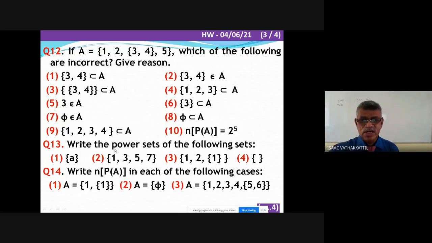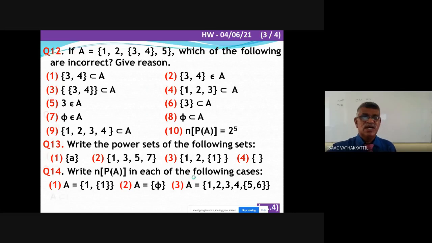And question 13 is, write the power set of the following. Well, I am putting challenges to you. If you have any queries, any doubt, you present it. I will discuss that later, subsequently. Write the number of elements of the power set of A. Last one, I am only asking the number of elements of the power set of A in each case.